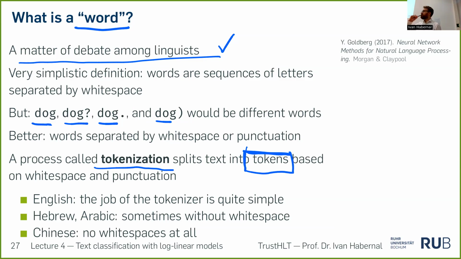Yes? Is it the same as an encoding thing, like encode? No, you just split the text. You just say, oh, this is a token, this is a token, this is a token. So you turn a sequence of characters into a sequence of tokens, and the tokens somehow correspond to words.